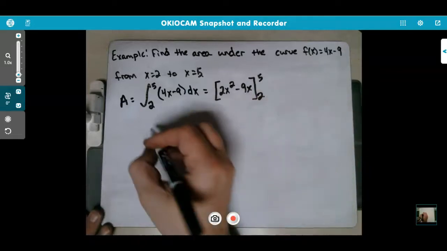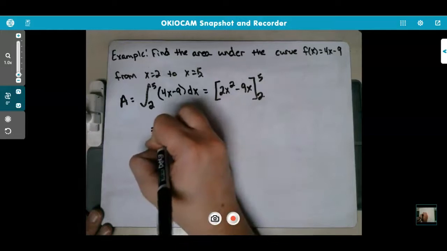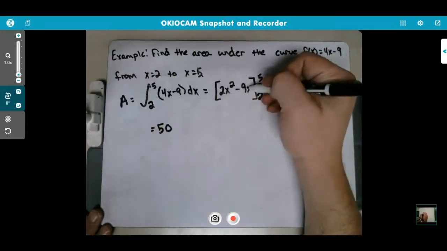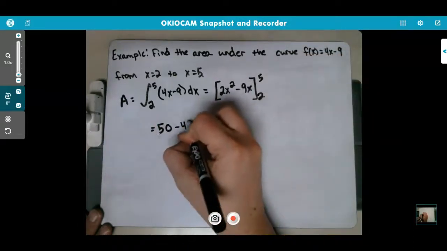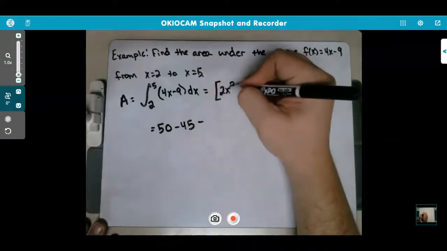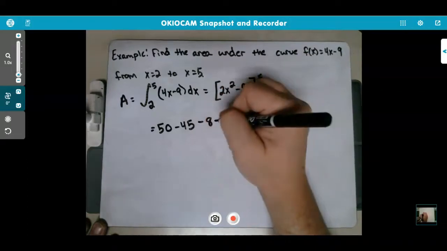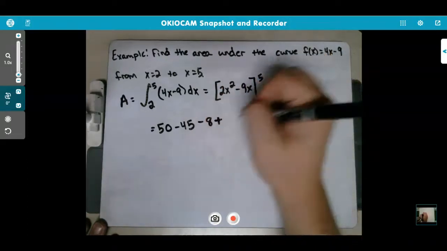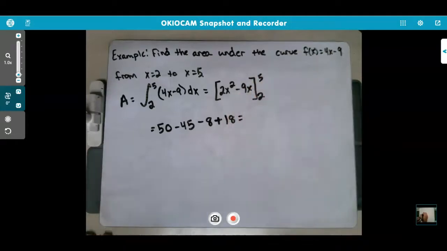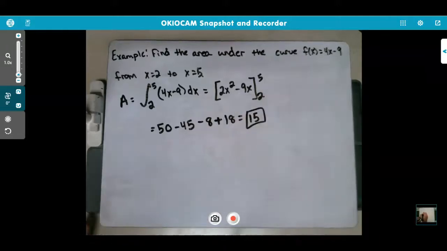So first, plug in a 5. 5 squared is 25 times 2 is 50. Plug in a 5 right here. 9 times 5 is 45. And then subtract. Plug in a 2. 2 squared is 4. 4 times 2 is 8. Subtract, which would make this a plus. 9 times 2 is 18. 50 minus 45 is 5. 5 minus 8 is negative 3. Negative 3 plus 18 is 15.